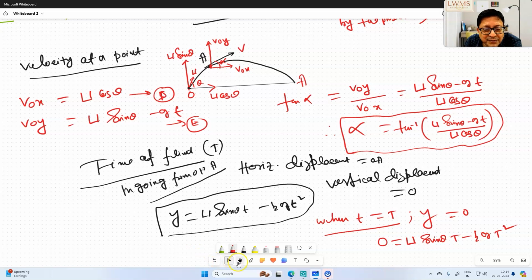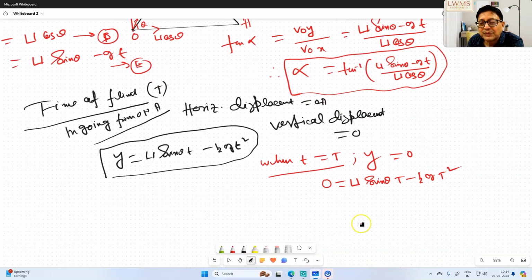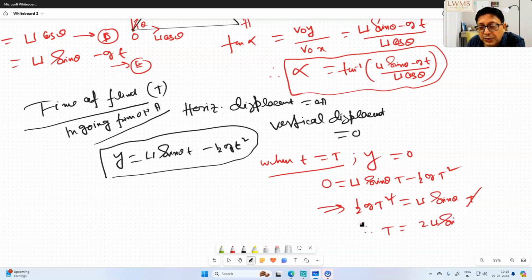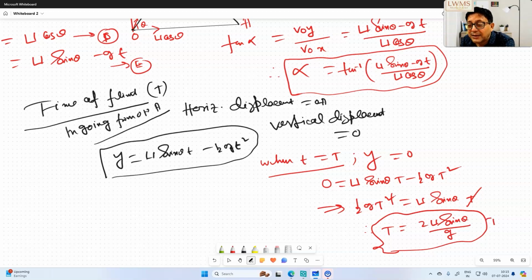Just a little bit of simplification is required. Let us do it. So this implies half gT square is u sin theta into T. So T is going to be 2u sin theta by g. This is called the time of flight. Time taken by the projectile to travel in space before it strikes the ground is this, 2u sin theta by g.